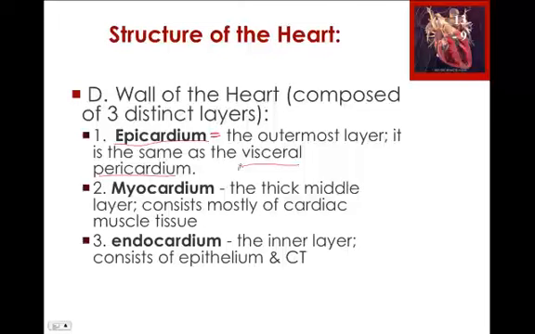Then just inside of that is going to be the myocardium. And remember that the word myo means muscle. So this is the muscular layer of the heart. It consists mostly of cardiac muscle, and it's a very thick layer because of that. And then the endocardium is the innermost layer, and it consists of, again, epithelial tissue and connective tissue. And that connective tissue, as you'll see, will become continuous with things like the valves of the heart.